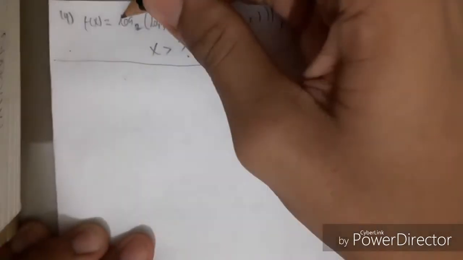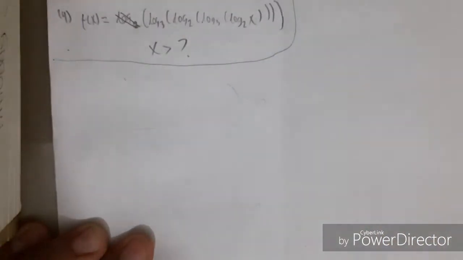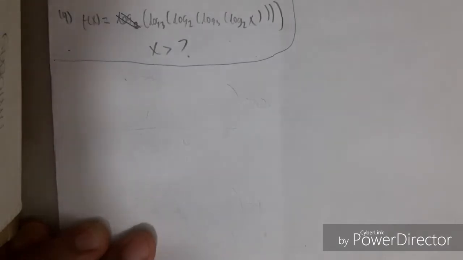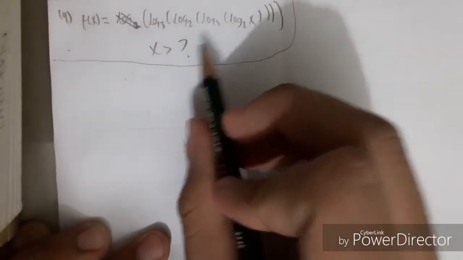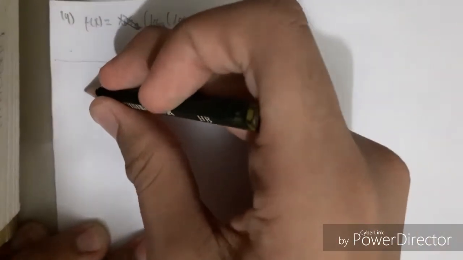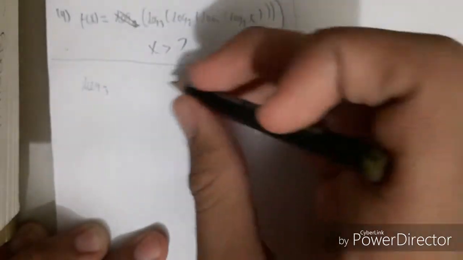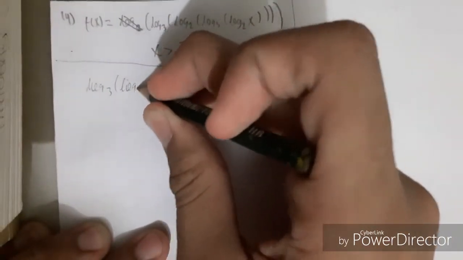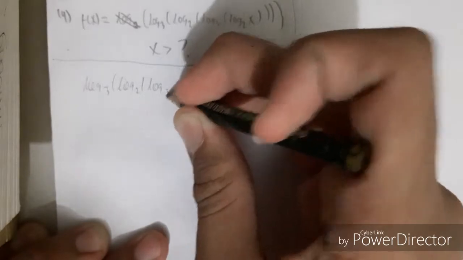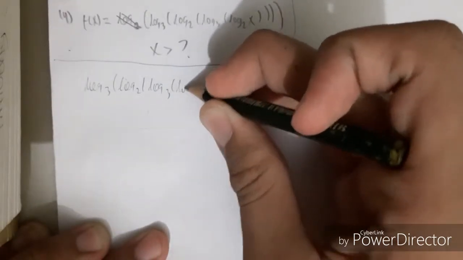Okay, so I erased the logarithm 2, and now, let's continue. To do this question, we make logarithm 3, and we're going to rewrite the question so it's easy to proceed to the next step.